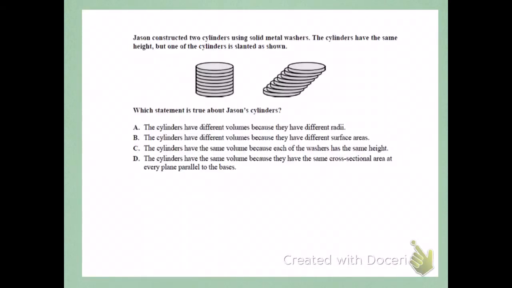On this one, Jason constructed 2 cylinders using metal washers. The cylinders have the same height, but one of the cylinders is slanted. We know they have the same height. Which statement is true about the cylinder? Remember Cavalieri's principle?